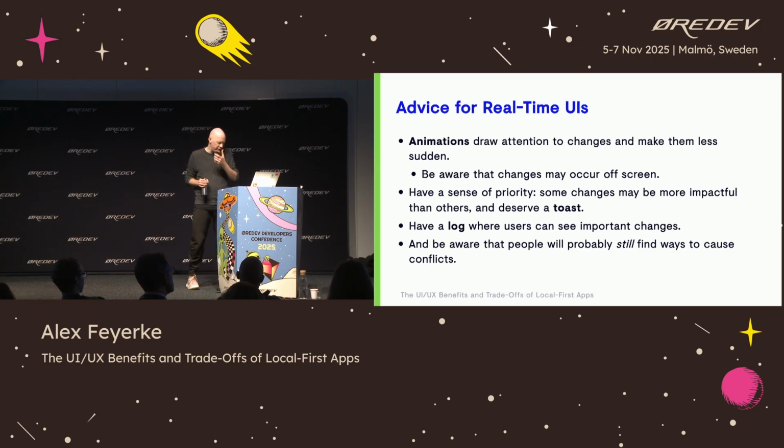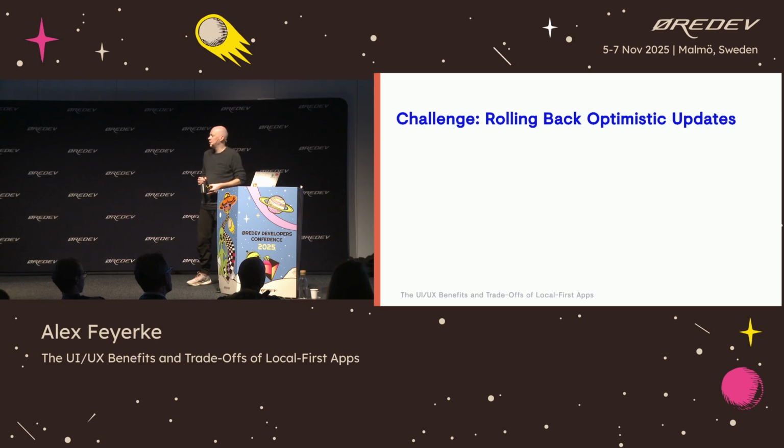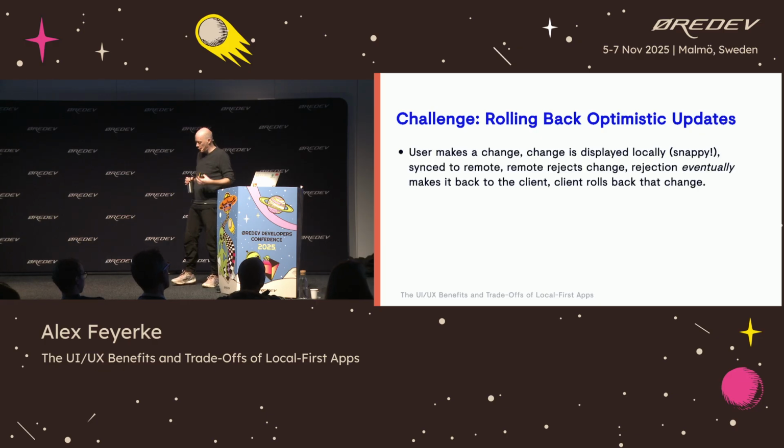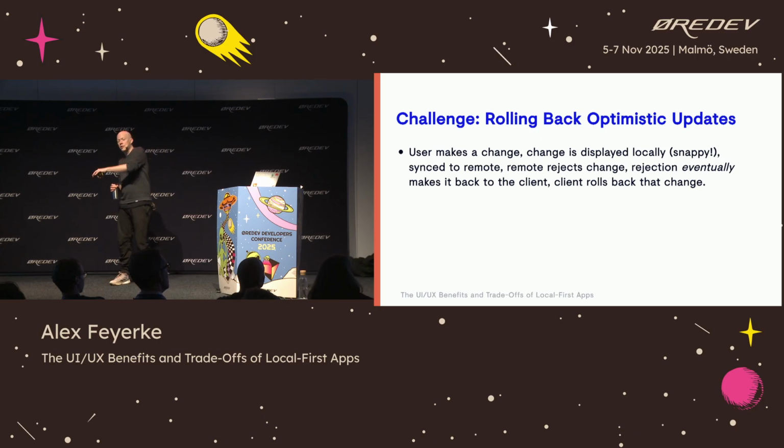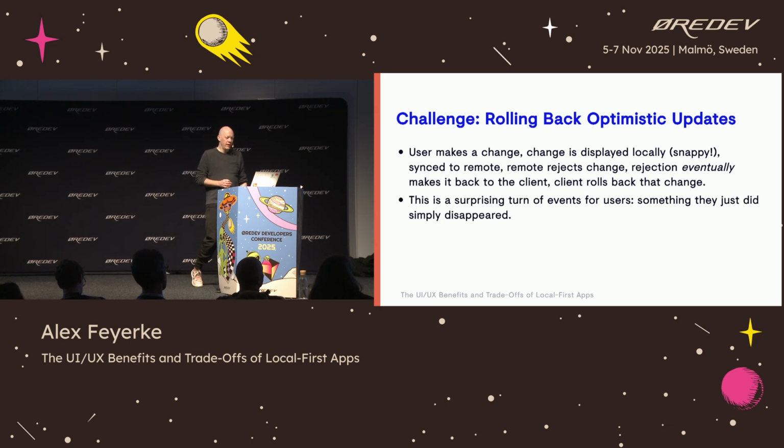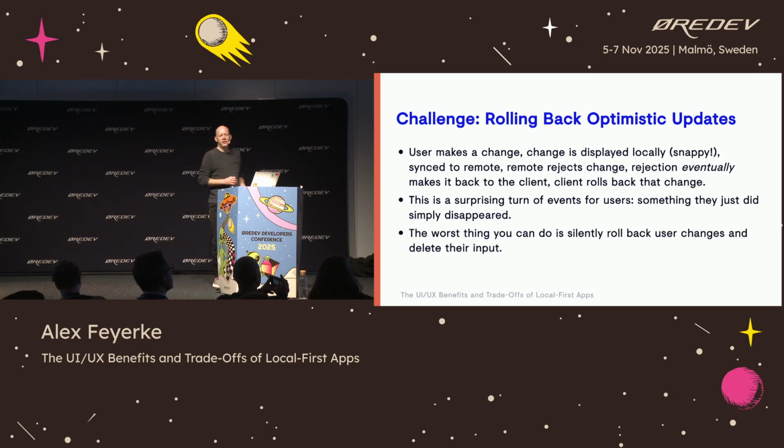Now, real-time UIs have another interesting aspect, rolling back optimistic updates. So if you don't trust the clients and you need the server to approve everything, you might be in the situation where a change happens on the client, gets displayed instantly, cool, goes to the server, the server rejects it at some point, the rejection comes back to the client, and the UI reverts. That is really surprising. Something your user just did has disappeared. That's a bad user experience. So really the worst thing you can do is just that. That's like last write wins all over again. You've built a frustration factory.